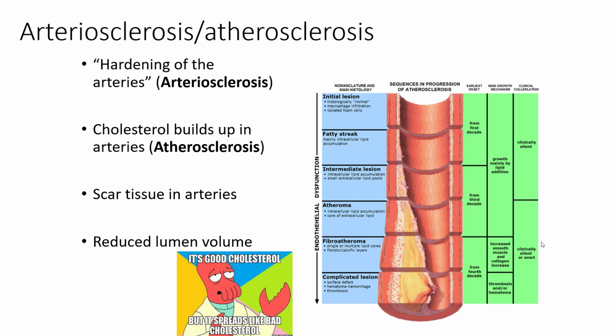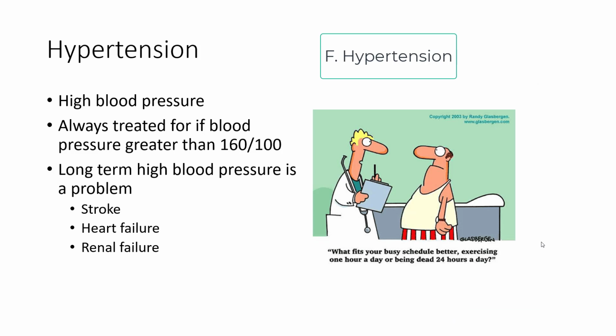And the atherosclerosis will cause reduced lumen volume, which means there's less space in an artery for fluid to flow through. And yes, this can cause a heart attack if it occurs in the vessels of the heart. Last up is hypertension. Hypertension is high blood pressure, which is always treated if your blood pressure is greater than 160/100. Long-term high blood pressure can be a problem for strokes, heart failure, or kidney failure. So high blood pressure can be due to a large number of things, including stress and a high salt diet. And it can be cured by a large number of things like reducing stress, reducing salt in the diet, exercise, or there are pills, of course.